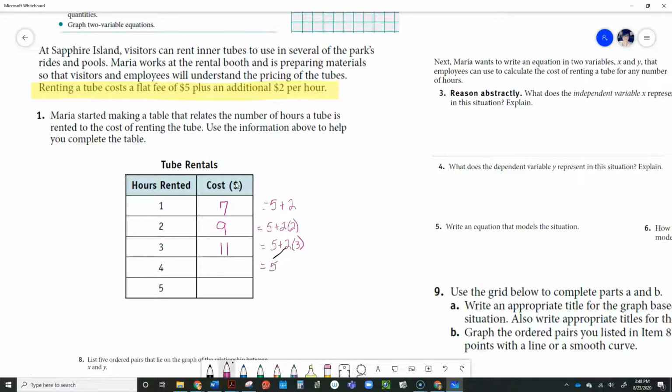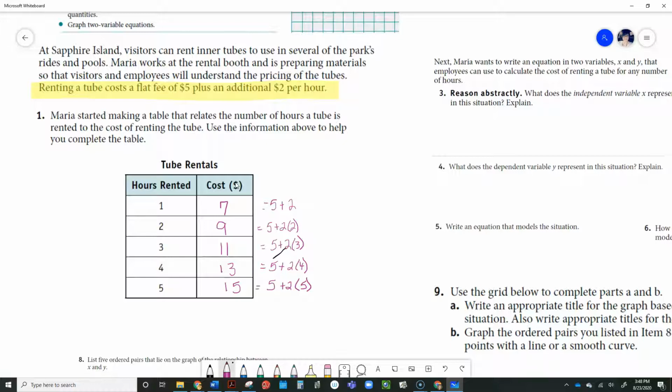And here we have to pay the $5 plus we have to pay the $2 for 4 hours. That's 8. 8 and 5 is 13, I believe. And then lastly, we have to pay the $5 plus the $2 for each hour. We keep it 5 hours. 2 times 5 is 10, so that would be $15.